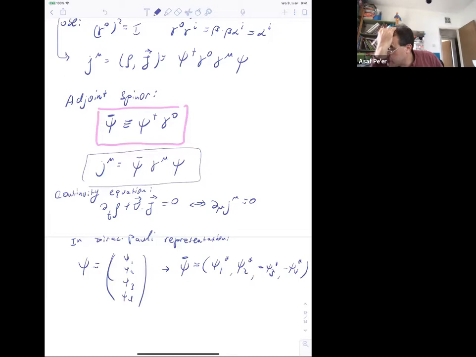Using the definition, the representation of the gamma matrices in the Dirac-Pauli representation.